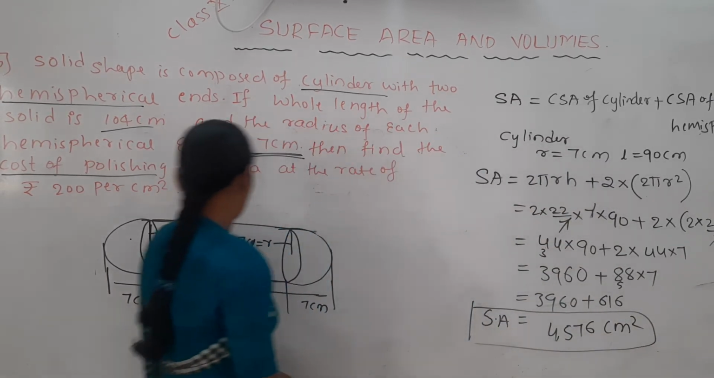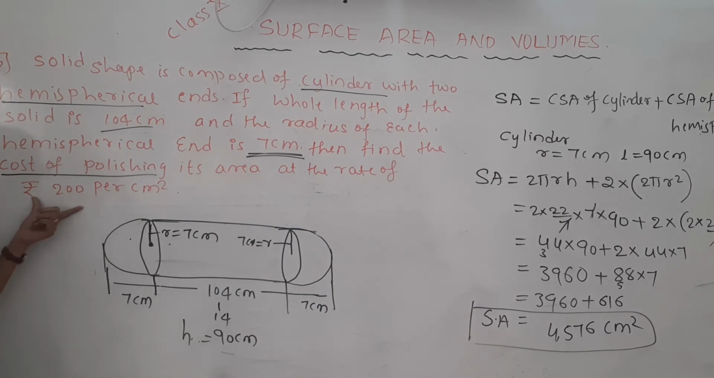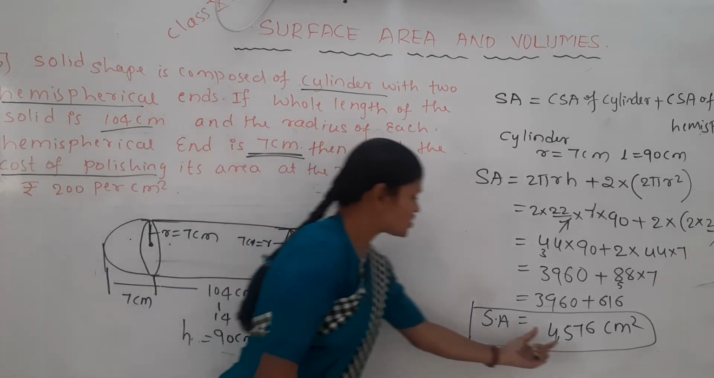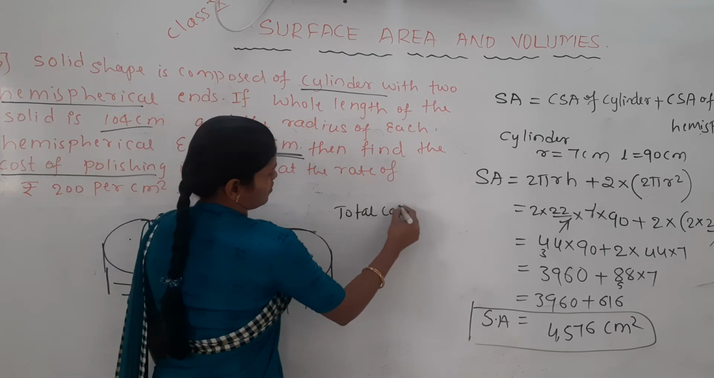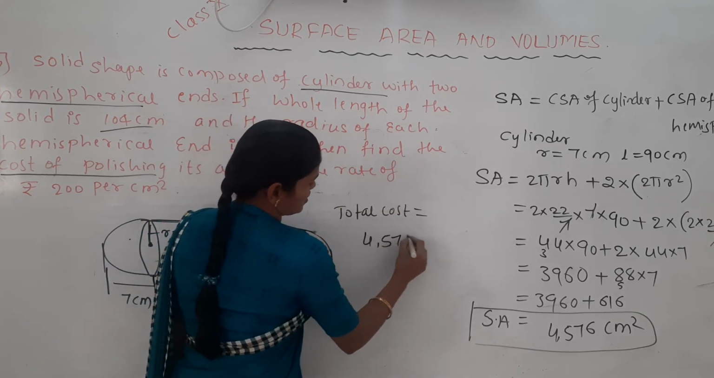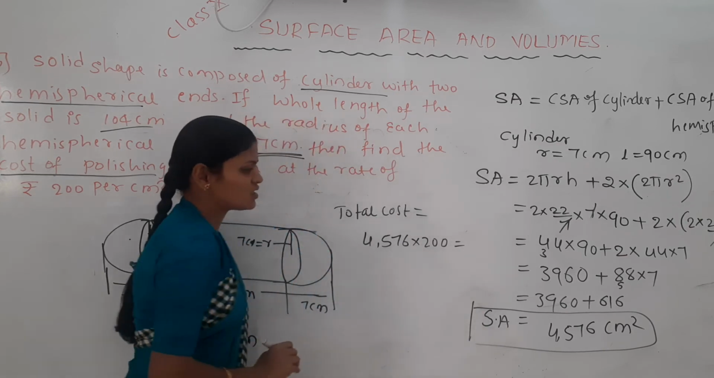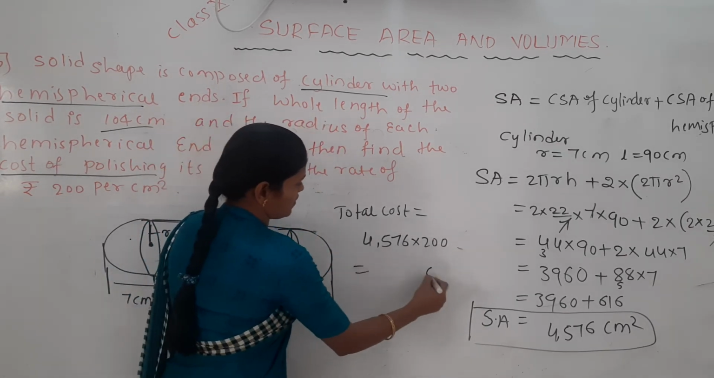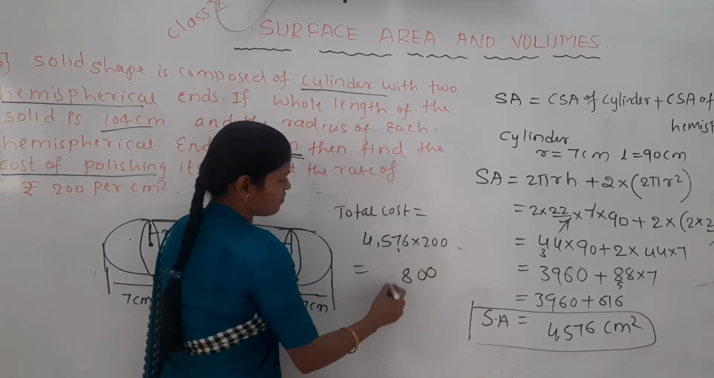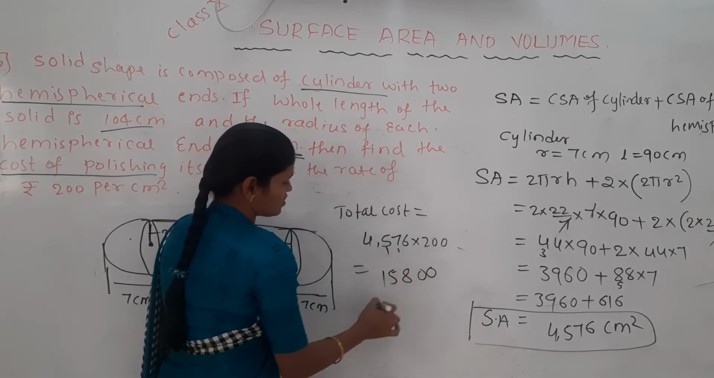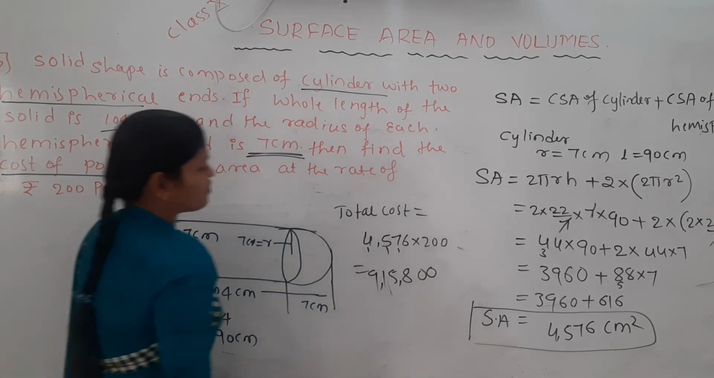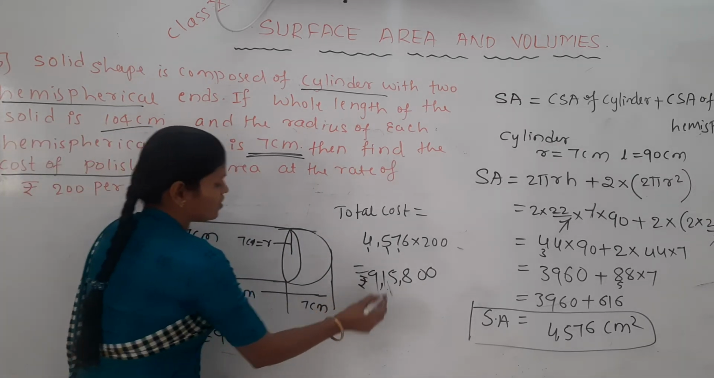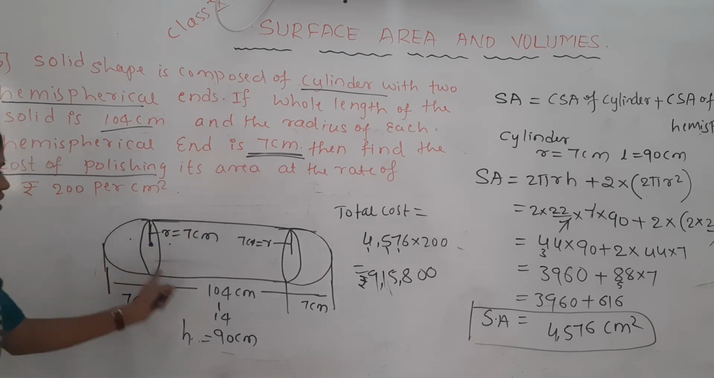But what do we need? The total cost. For each centimeter square, how much are we paying? 200 rupees. Then for this much area, how much do we have to find? Yes, total cost is equal to 4576 into 200 rupees for each centimeter square. So the answer is 9,15,200 rupees, the cost of painting this total area. Okay, just pause it and take this answer.